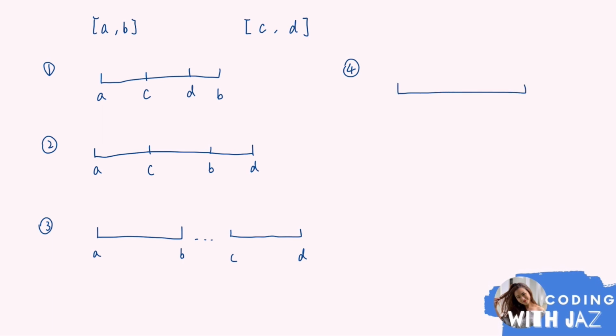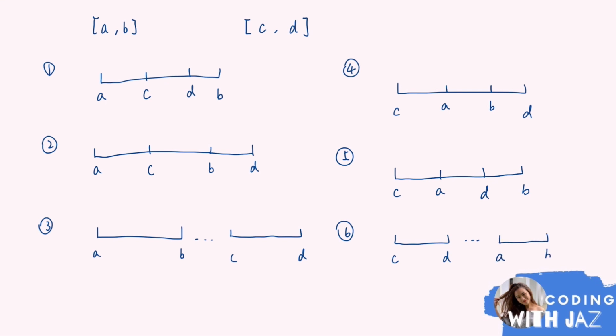Similarly, one of the possibilities would be C and D contains A and B. Another one would be C and D, and then A is in between C and D, but B is after the endpoint of the second interval, which is D. And another one would be C and D, some gap, then A and B. So they're not overlapping.